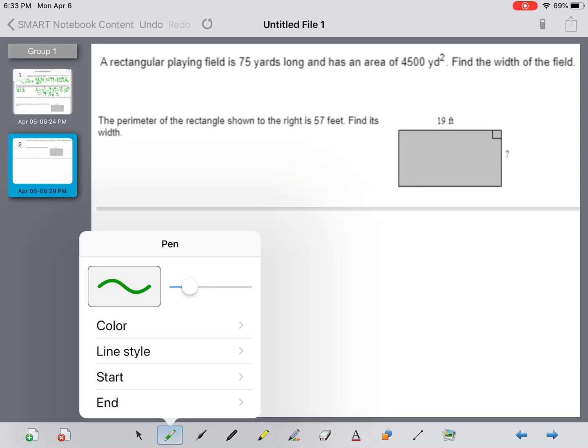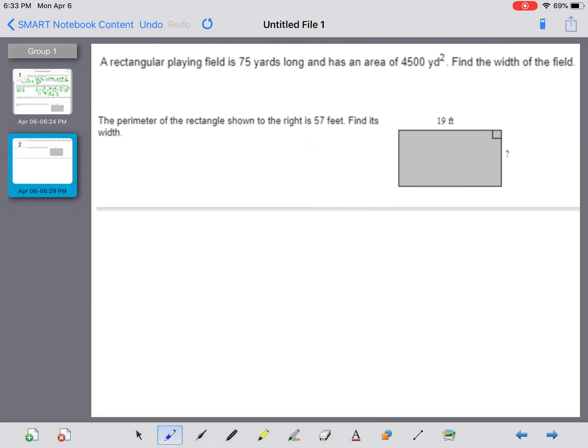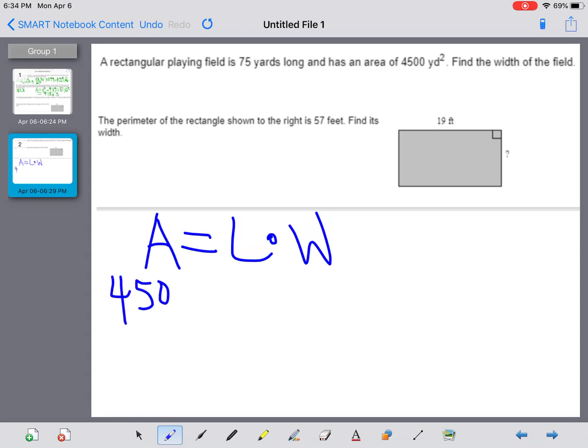You're still using your area formula for a rectangle, length times width, but the twist is you're given the area now. So we have 4,500 equal to the length is 75, and W is what we're trying to find.